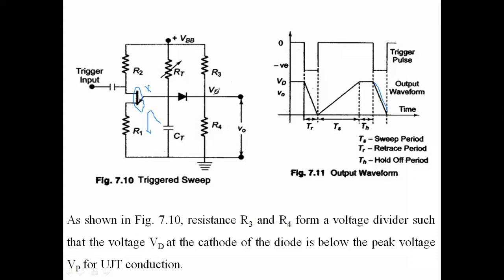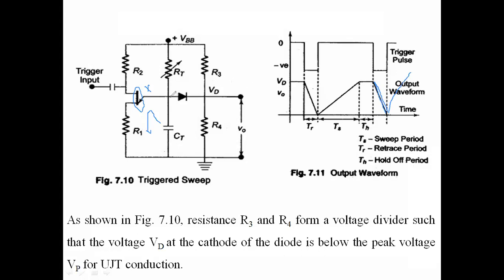It charges until the VD voltage is reached. Next, when the negative trigger pulse is applied again, the voltage goes down again. The voltage held until then is discharged again, until it reaches the minimum value of UJT. Then again it will be charged, up to the VD voltage.